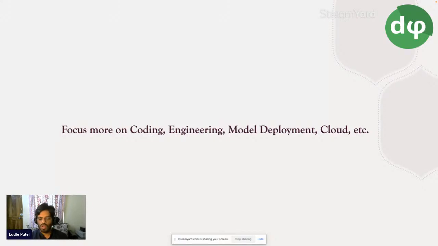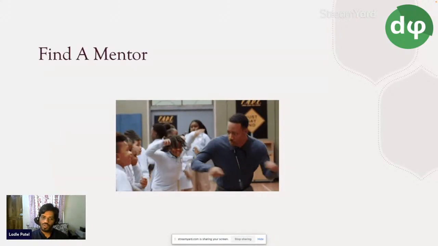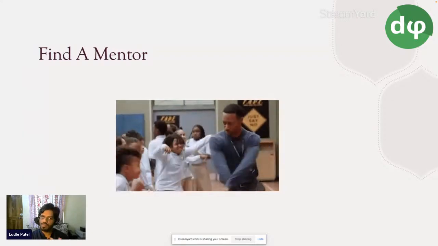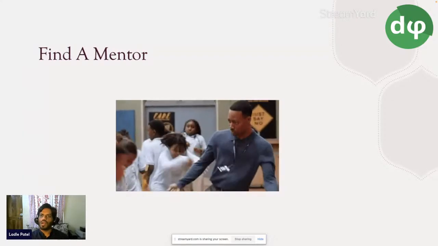I'm sure you guys are in college. So obviously there is a lot of emphasis on coding, but do coding, do SQL, do model deployment, learn cloud, focus on that. Find a mentor. This is very, very important. How do you get a mentor? From Kaggle, from LinkedIn. Approach people like me.